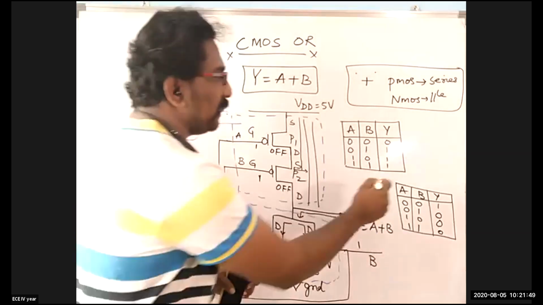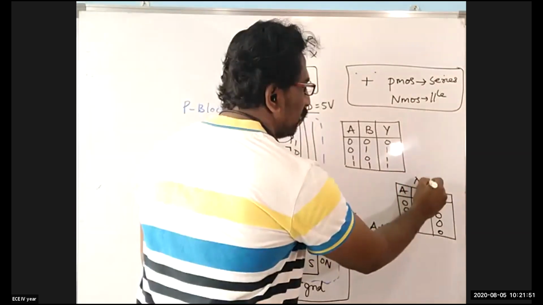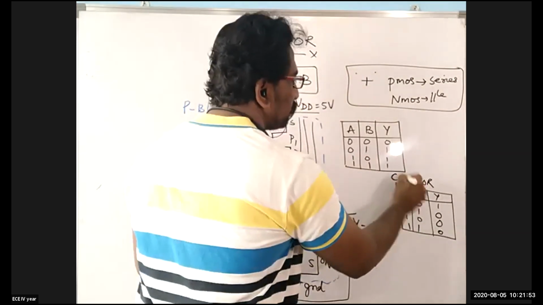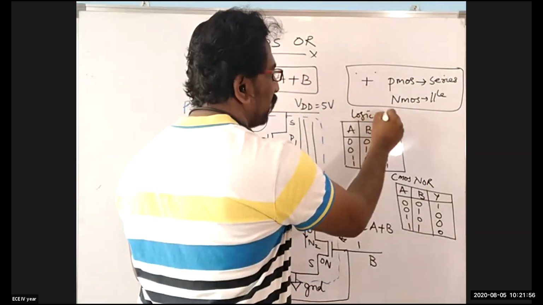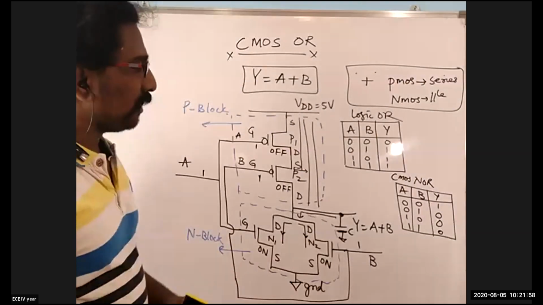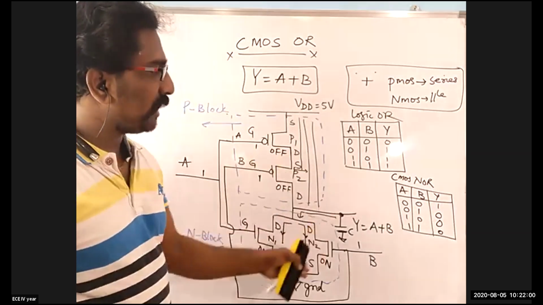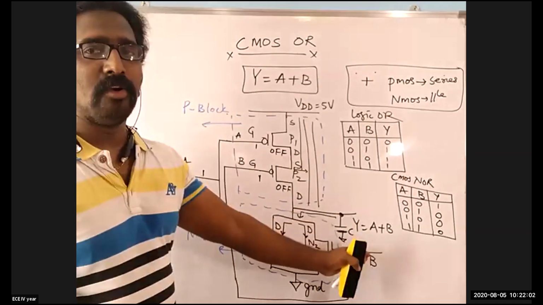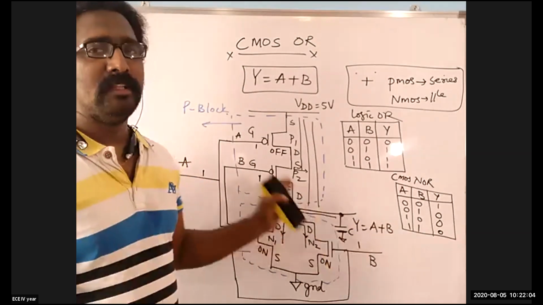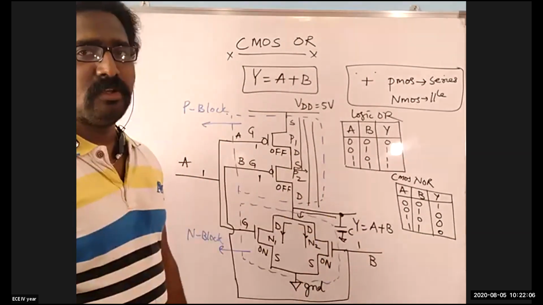So now this is for the NOR gate, the CMOS NOR gate. This is your logic OR gate. This structure is called a CMOS NOR gate. If we connect an inverter at the output, this structure will become a CMOS OR gate.